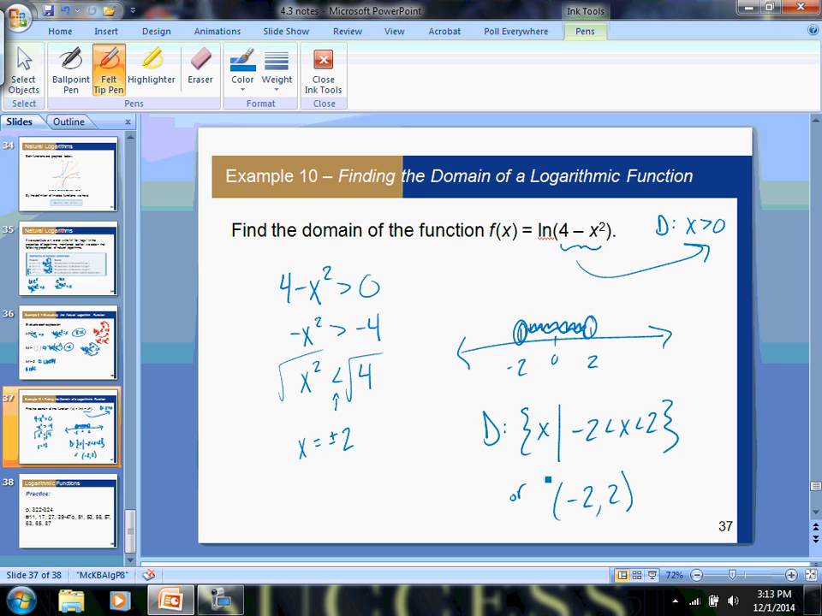So again, this is just emphasizing that we can't take the log of a negative number and we can't take the log of 0. Same thing for natural logs. Natural logs are still logs, they're just log base e. So you can't take natural log of 0, can't take the natural log of a negative number. So that's why our domain has to be greater than 0.